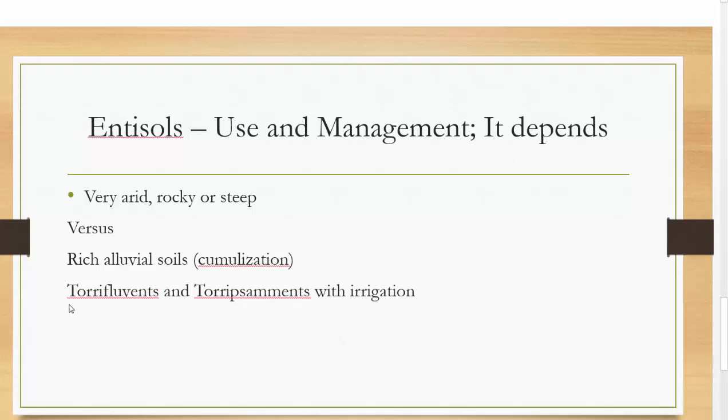In California, down in the Imperial and Coachella Valley, we have Torrifluvents. Torri is another word that means aridic moisture regime, and also Torripsamments, and they can be very productive when irrigation is added to these soils. So that's a quick and dirty overview of Entisols. We're going to move on here in just a second to Inceptisols.